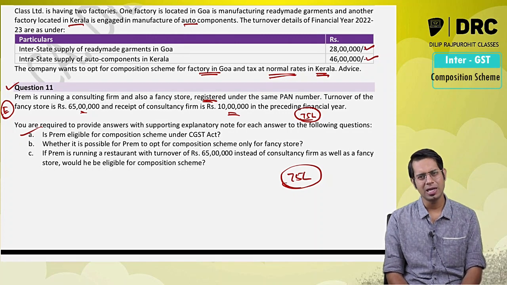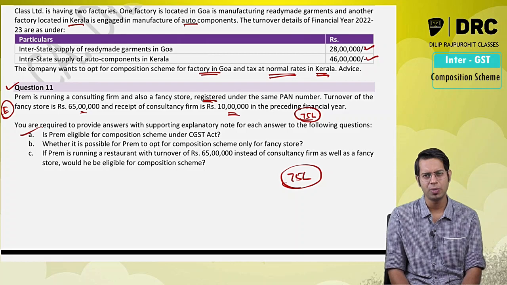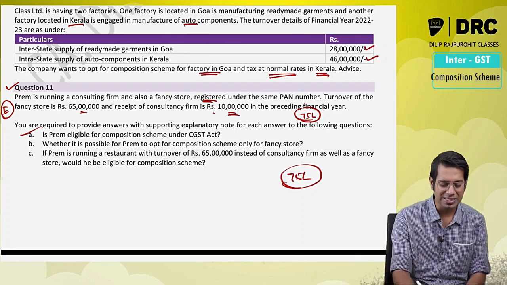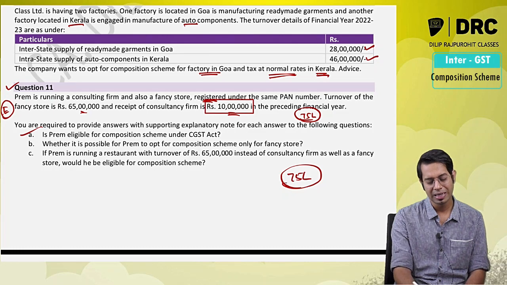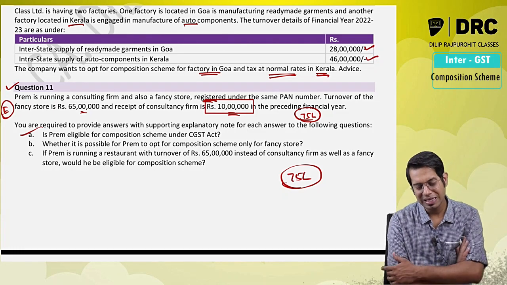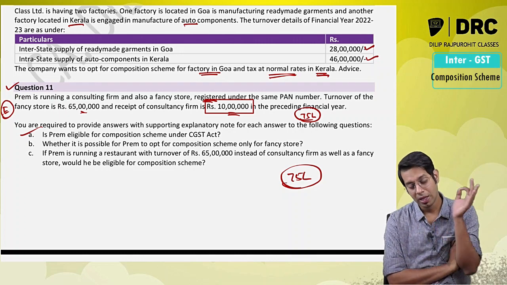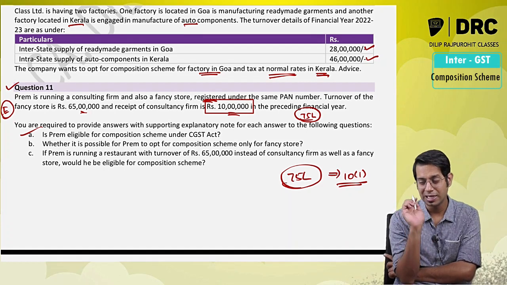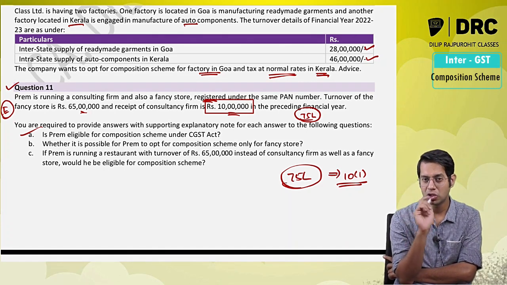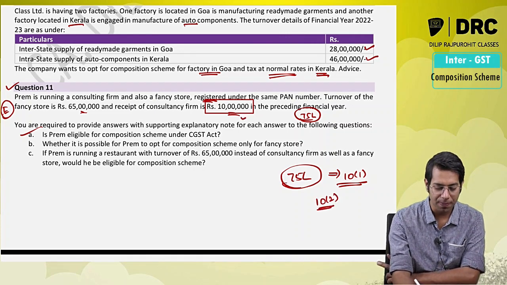Normally, by seeing the aggregate turnover, our answer would be yes, he is eligible to become a composition dealer. But he is supplying services, and the services supplied by him are worth 10 lakh rupees. Now, please note, under section 10 subsection 1, by seeing the turnover, yes, he is eligible to become a composition dealer. But the section 10 subsection 2 condition says that you should not supply services.